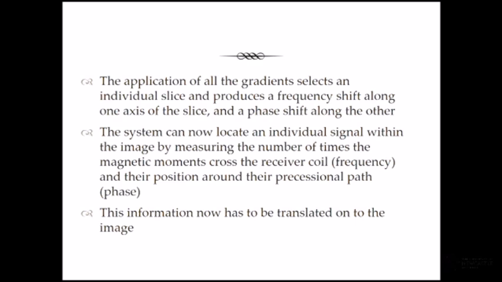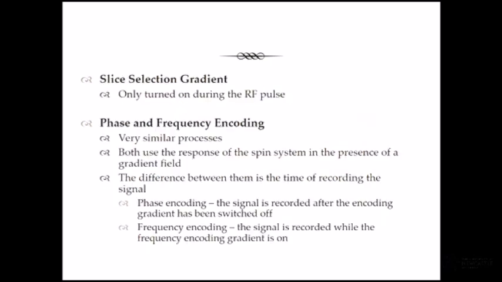So the system can now locate an individual signal within the image by measuring the number of times the magnetic moment crosses, or that recovery, how many times that crosses our receiver coil. And this information is now translated into the image. Okay?